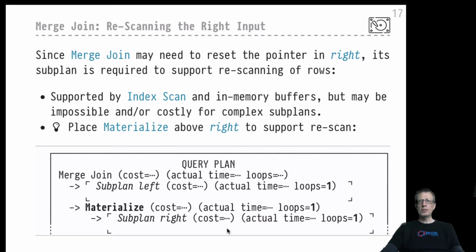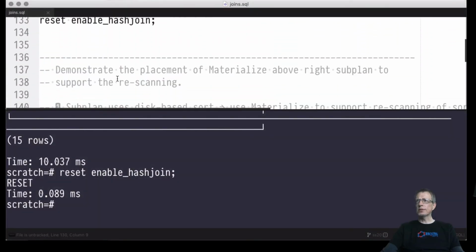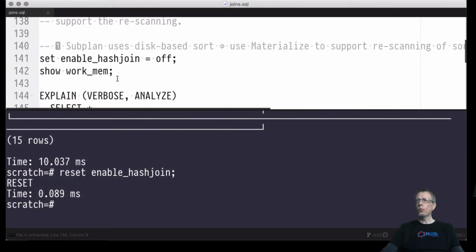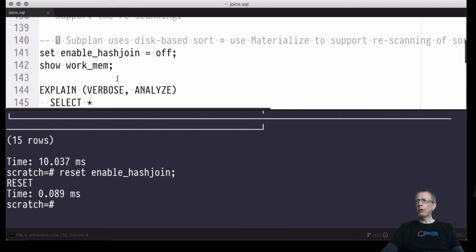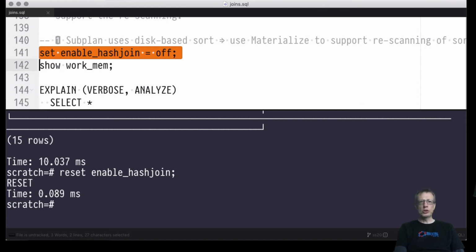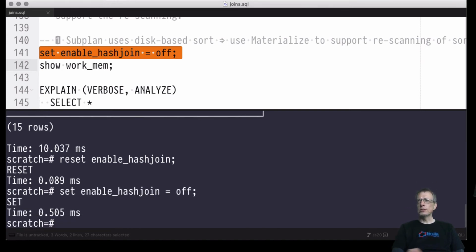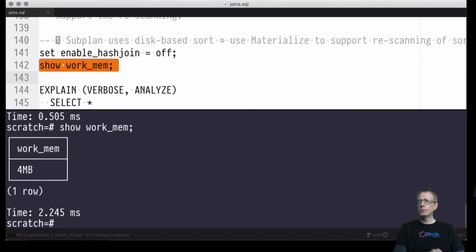Okay. Well, let's see whether we can see this behavior over on the PostgreSQL side of things. Okay, yeah, so let's prepare the experiment. We will shut off hash join again, because merge join is everything that we are interested in now. And well, let's look at the current available work memory. And that work memory is the default of 4 megabytes.